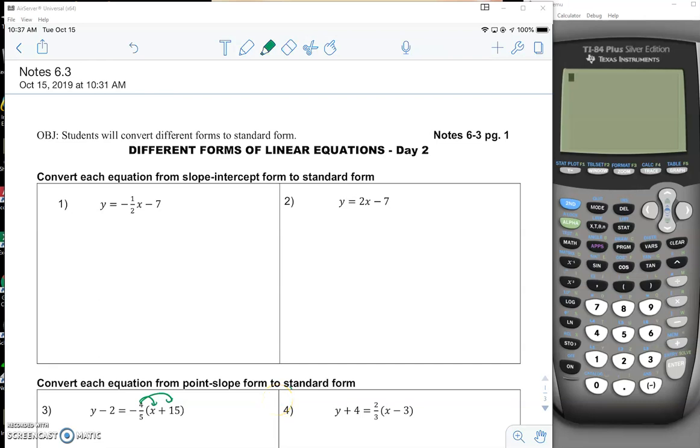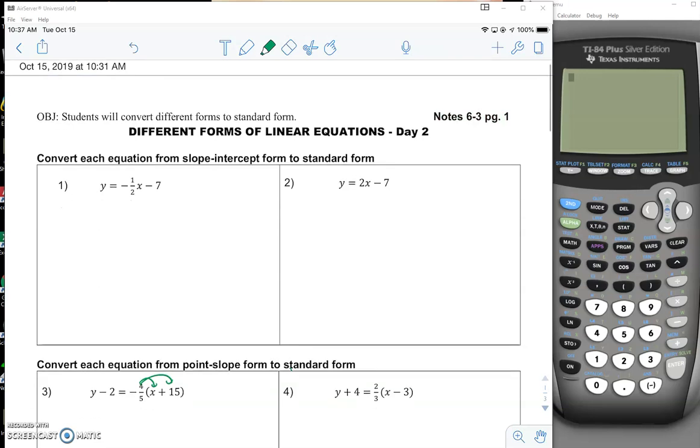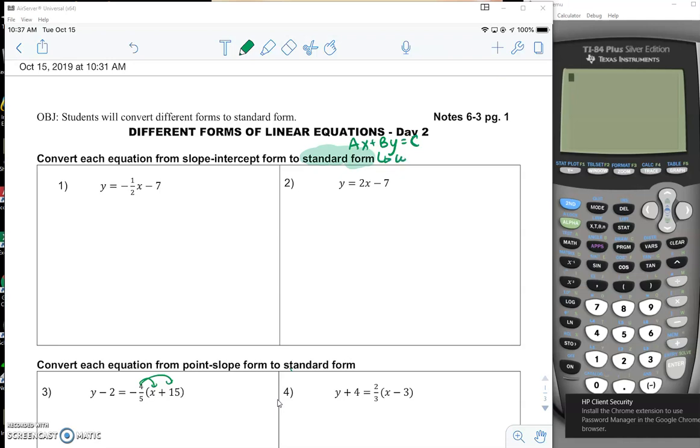This is the video for Note 6.3, different forms of linear equations. The first one says, convert each equation from slope-intercept form into standard form. Remember, standard form is ax plus by equals c, where a, b, and c are all whole numbers, and a must be positive.